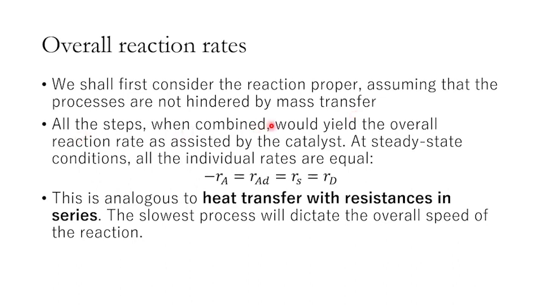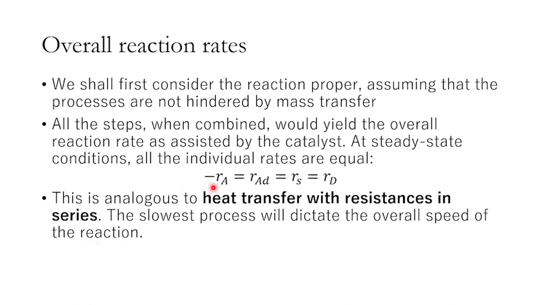All the steps, when combined, would yield the overall reaction rate as assisted by the catalyst. At steady-state conditions, all the individual reaction rates are equal. That is, the overall rate of consumption of species A in our heterogeneous catalytic process is equal to the rate of adsorption, is equal to the rate of surface reaction, is also equal to the rate of desorption. This process is analogous to heat transfer with resistances in series because basically all of these processes are happening in series. And with that, the slowest process will dictate the overall speed of the reaction.